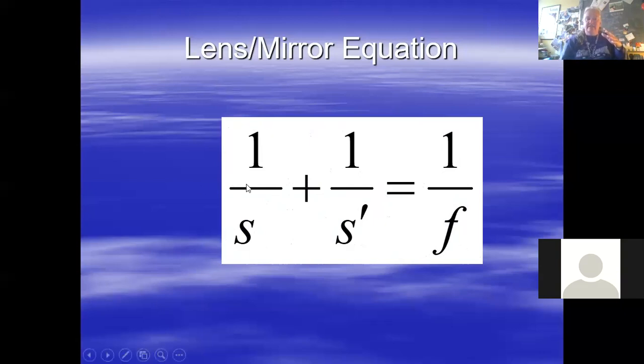So S is our object distance from the lens or mirror. S prime is the image distance from the lens or mirror. And then F is the focal length of the lens or mirror. So 1 over the object distance plus 1 over the image distance equals 1 over the focal length. Okay, so that works for thin lenses or it works for mirrors equally well. Very easy mathematically if you get the signs right, but there are rules about the signs, and that's what's on the next page.